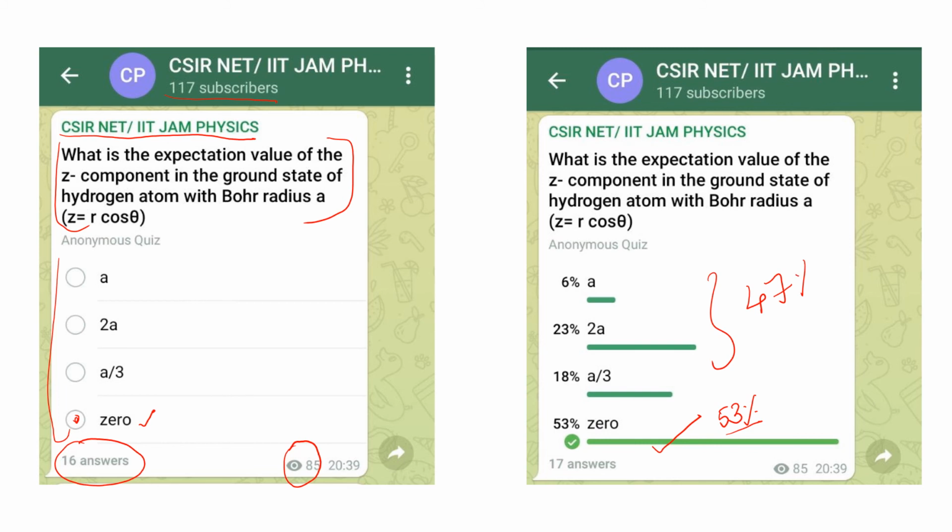Now this gives you an advantage: it gives an exam experience of doing the problems, and also you can analyze each question, to see where to focus for your exams. See, out of 85 people who viewed, only 17 of them have answered this, which means only 1/5 answered, and out of that only 53% made it correctly, which means the difficulty of this question is very high. So you have to focus on these types of questions more.